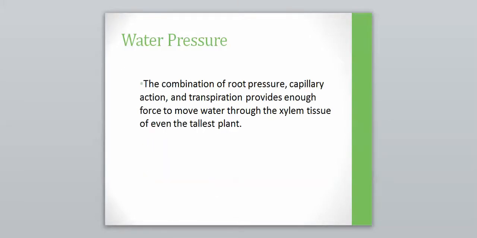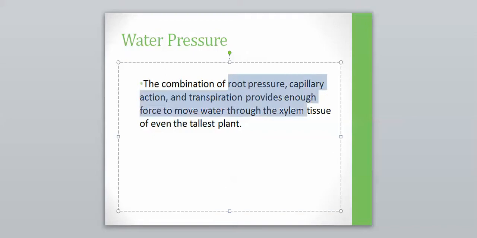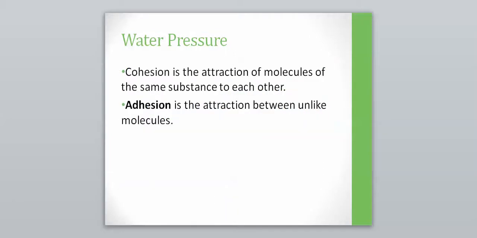To answer that question, the combination of root pressure, capillary action, and transpiration provides enough force to move water through the xylem tissue of even the tallest plant. So these three things, root pressure, capillary action, and transpiration, are going to be the driving forces of transport inside a plant. In order to better understand how these three things work together, we're going to have to take a look at a couple terms that might be a little more chemistry related, but they apply to plants.